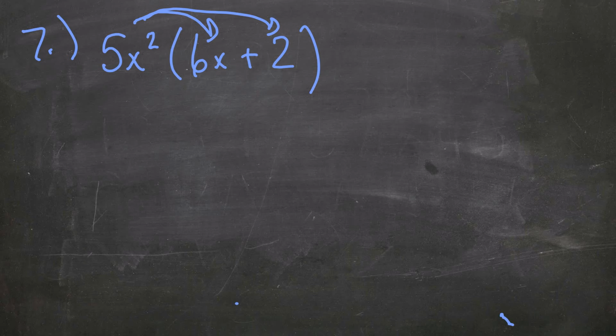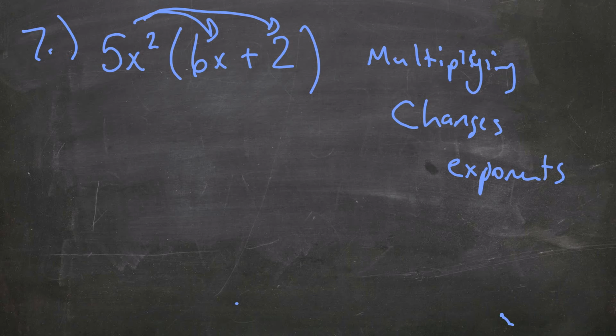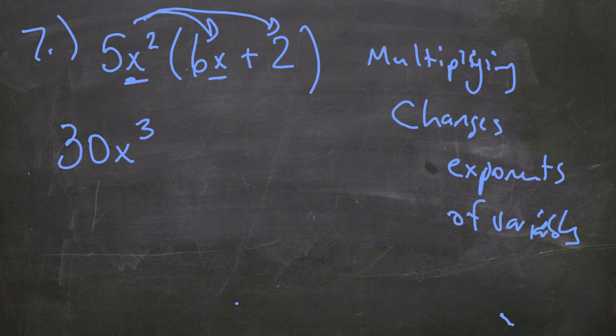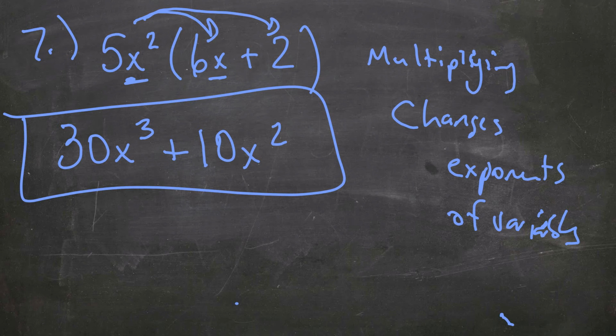Now before, when you add like terms, the exponents don't change. When you multiply, multiplying changes your exponents of variables. For example, 5x squared times 6x, 5 times 6 is 30, but I have x squared times x, that gives me x cubed. Notice the exponent changed, versus when adding, the exponents never changed. 5x squared times 2 is plus 10x squared. That's my final answer. Okay, moving on.